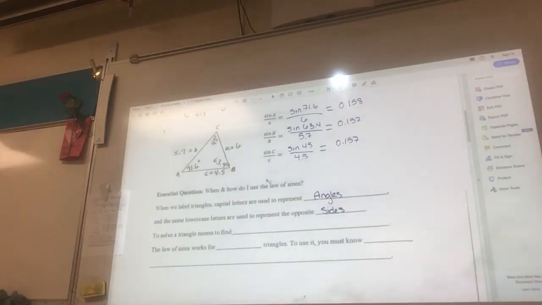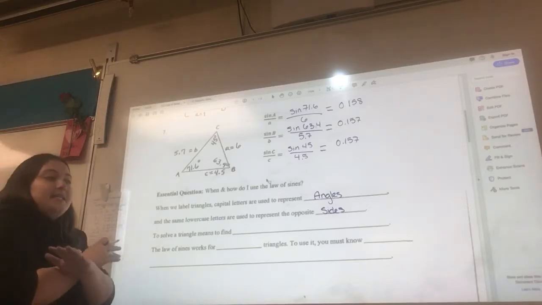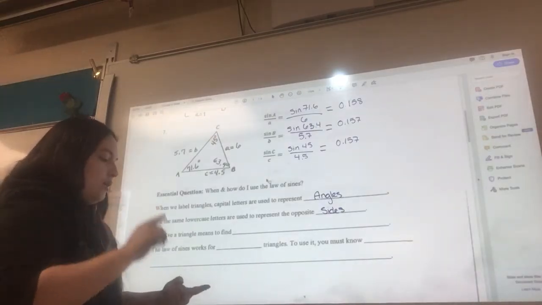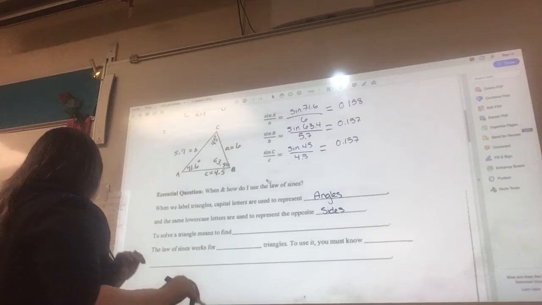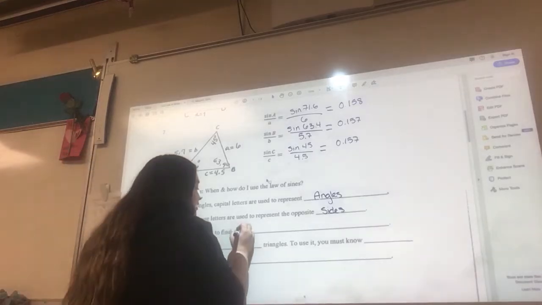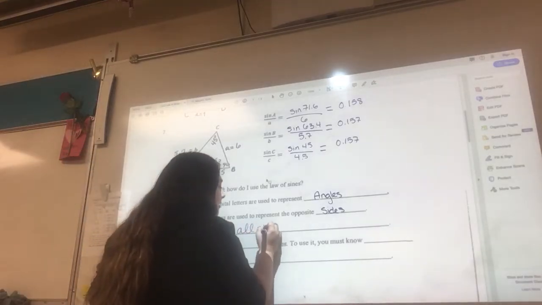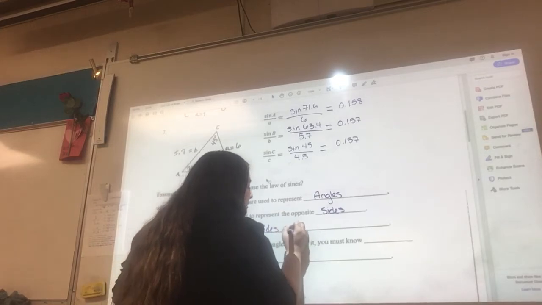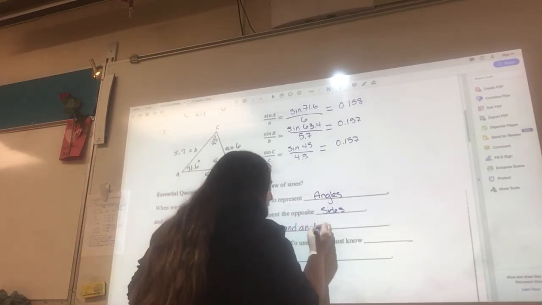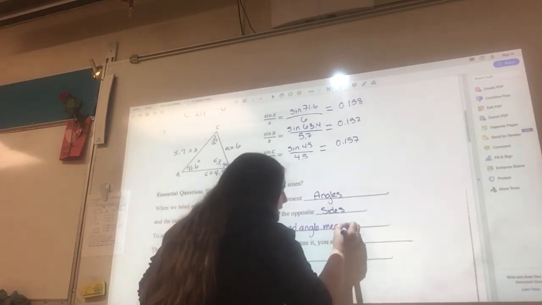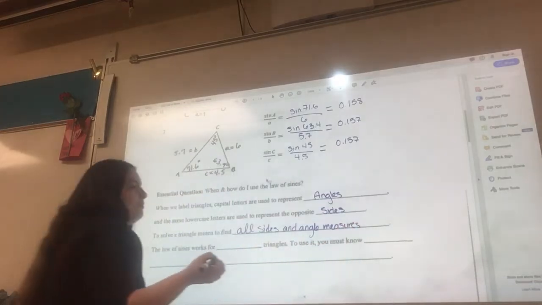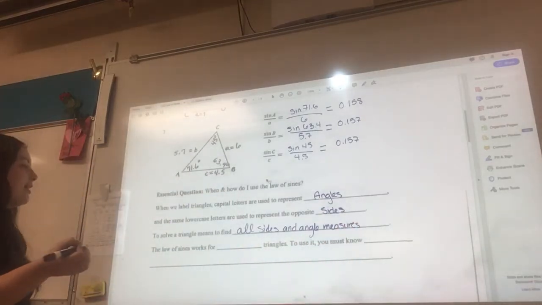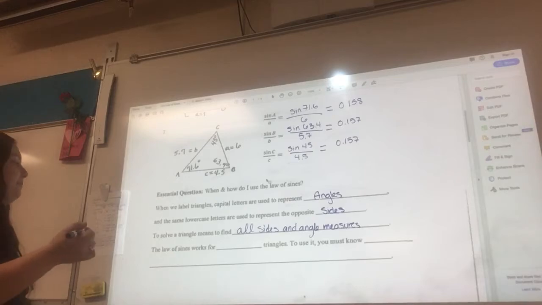To solve a triangle means you need to find everything. You need to find all missing sides, all missing angles, everything. So you're finding all sides and angle measures. You have to find everything that has been labeled as a variable or not there or anything.